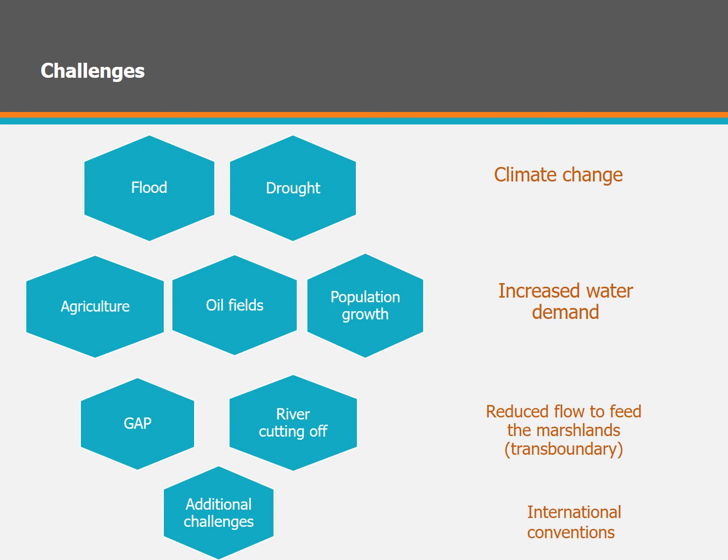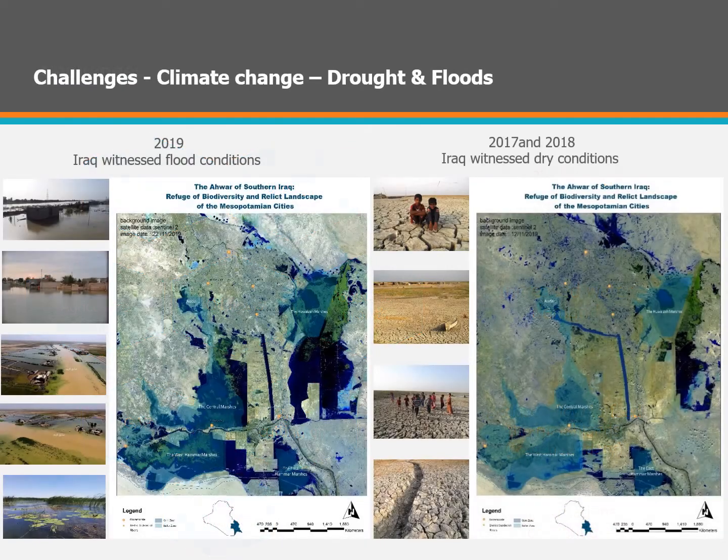The marshlands face a number of significant challenges related to 4 areas: climate change, increased water demand, reduced flow, and international conventional requirements. The following slides detail these 4 areas. In very recent years, as illustrated on this slide, Iraq and the marshlands have faced very dry conditions and floods related to climate change.